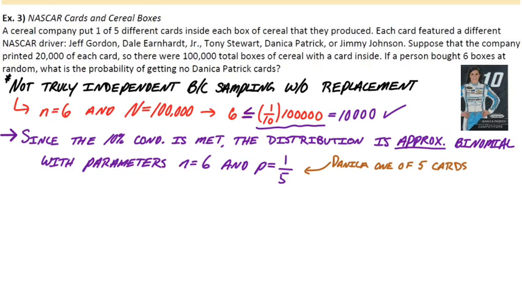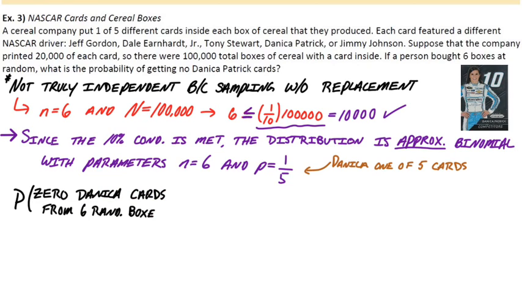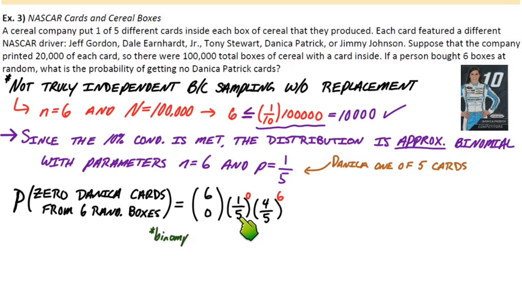So using this binomial logic, and I'm going to use the binomial formula here, the probability that we get 0 Danica cards from those 6 randomly selected boxes, well, that would be 6 choose 0, and again, I'm going to use the formula from the formula sheet just so you're used to the notation. 6 boxes of cereal, choose 0 winners, times 1/5, that's the probability of success, to the power of 0, so 0 successes. 4/5 would be the probability of a failure in this case, and that's to the power of 6 because the 6 boxes would all be failures. That's the notation from the formula sheet.